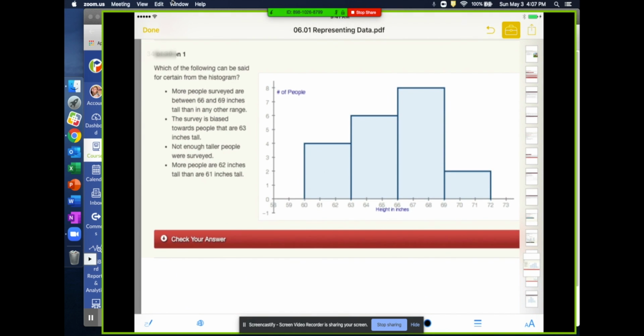Now we have a couple of questions, our try it questions. Question 1 says, which of the following can be said for certain from the histogram? It says, more people surveyed are between 66 and 69 inches tall than any other range. Well, that's definitely true. If we go through the other ones, it's going to be obvious that the other ones are not true. The only one that's true is the first statement.